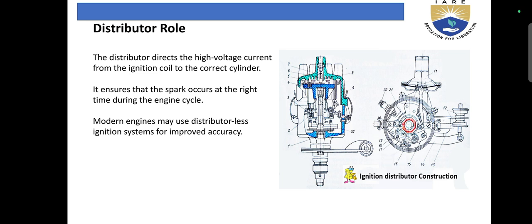Ignition distributor construction. Using diagrams showing the parts and their names. The distributor directs the high voltage current from the ignition coil to the correct cylinder. It ensures that the spark occurs at the right time during the engine cycle. Modern engines may use distributor-less ignition systems for improved accuracy.